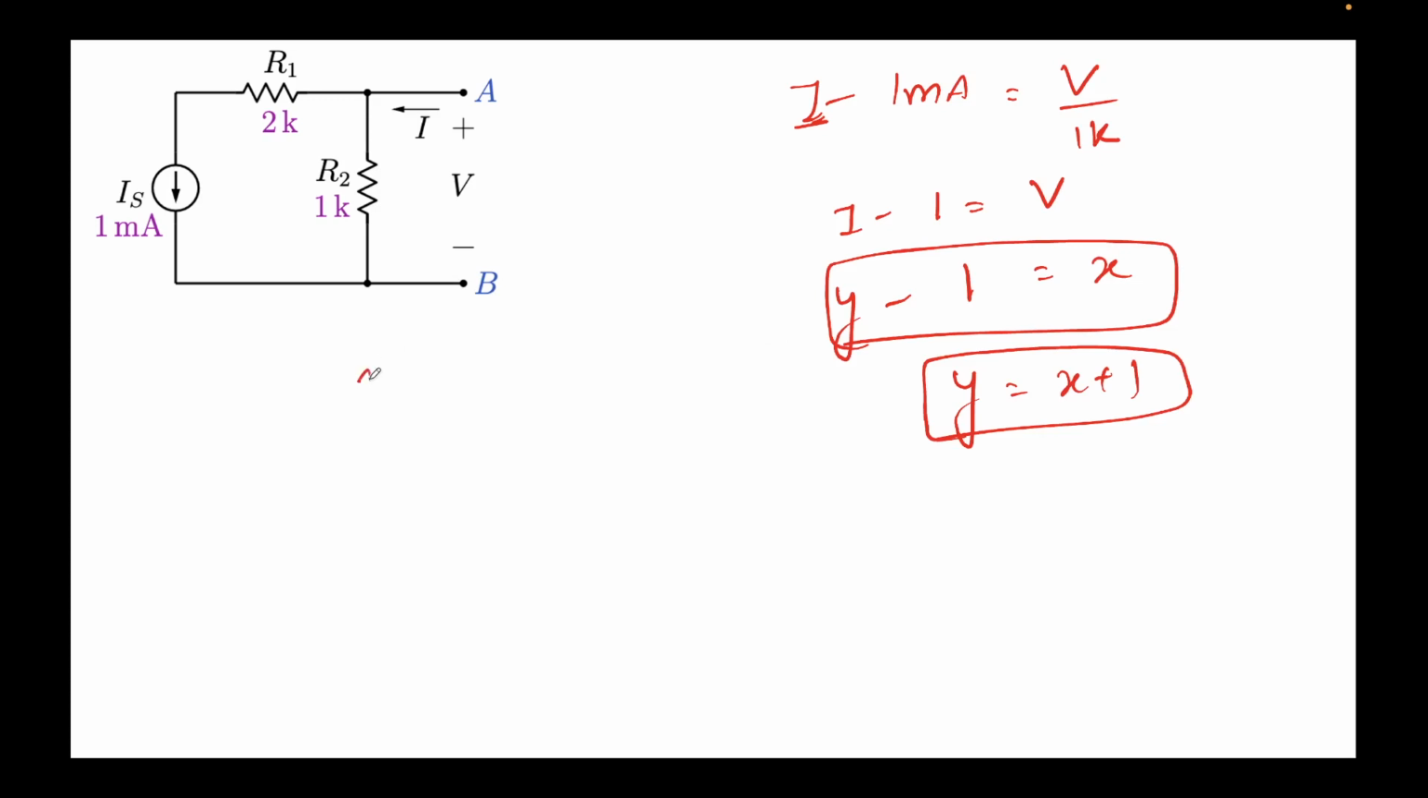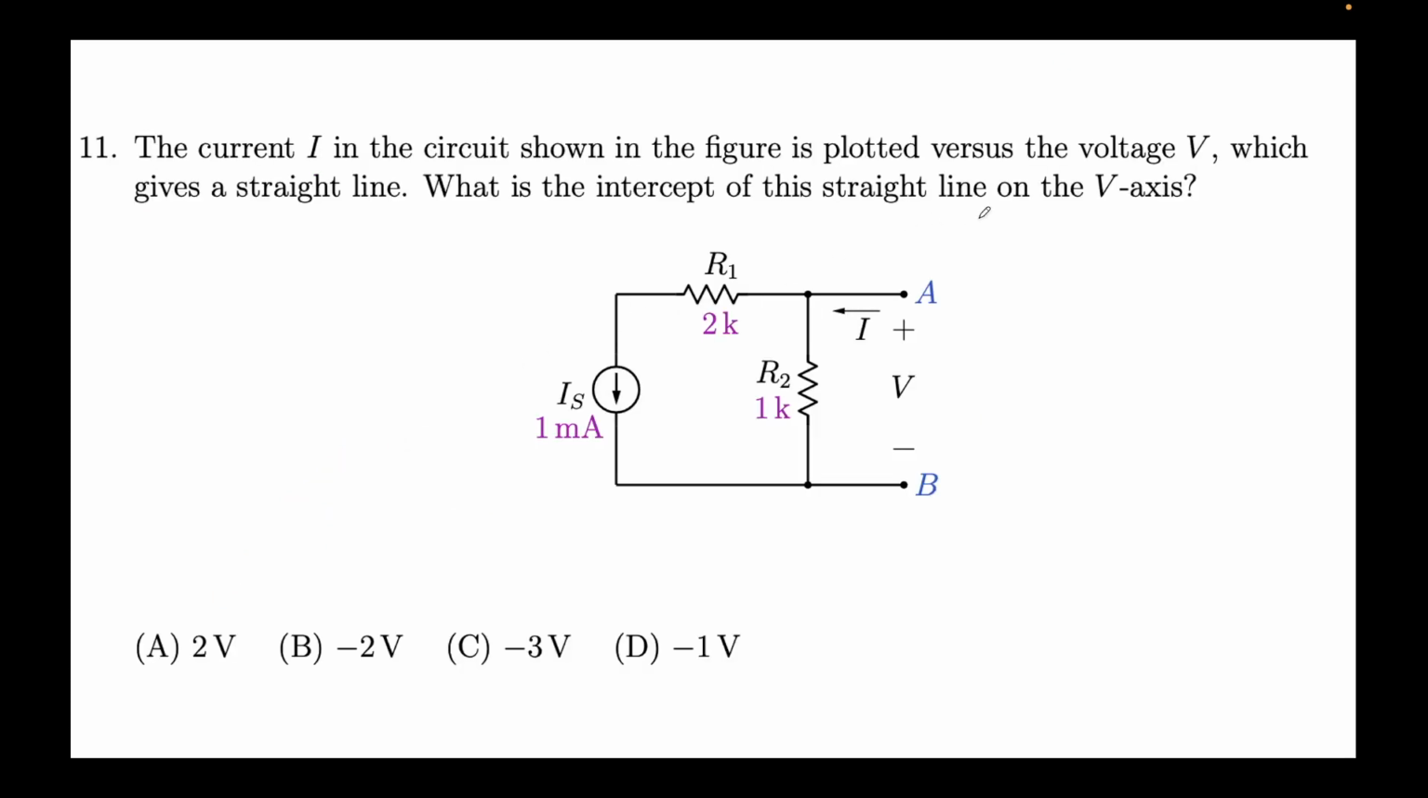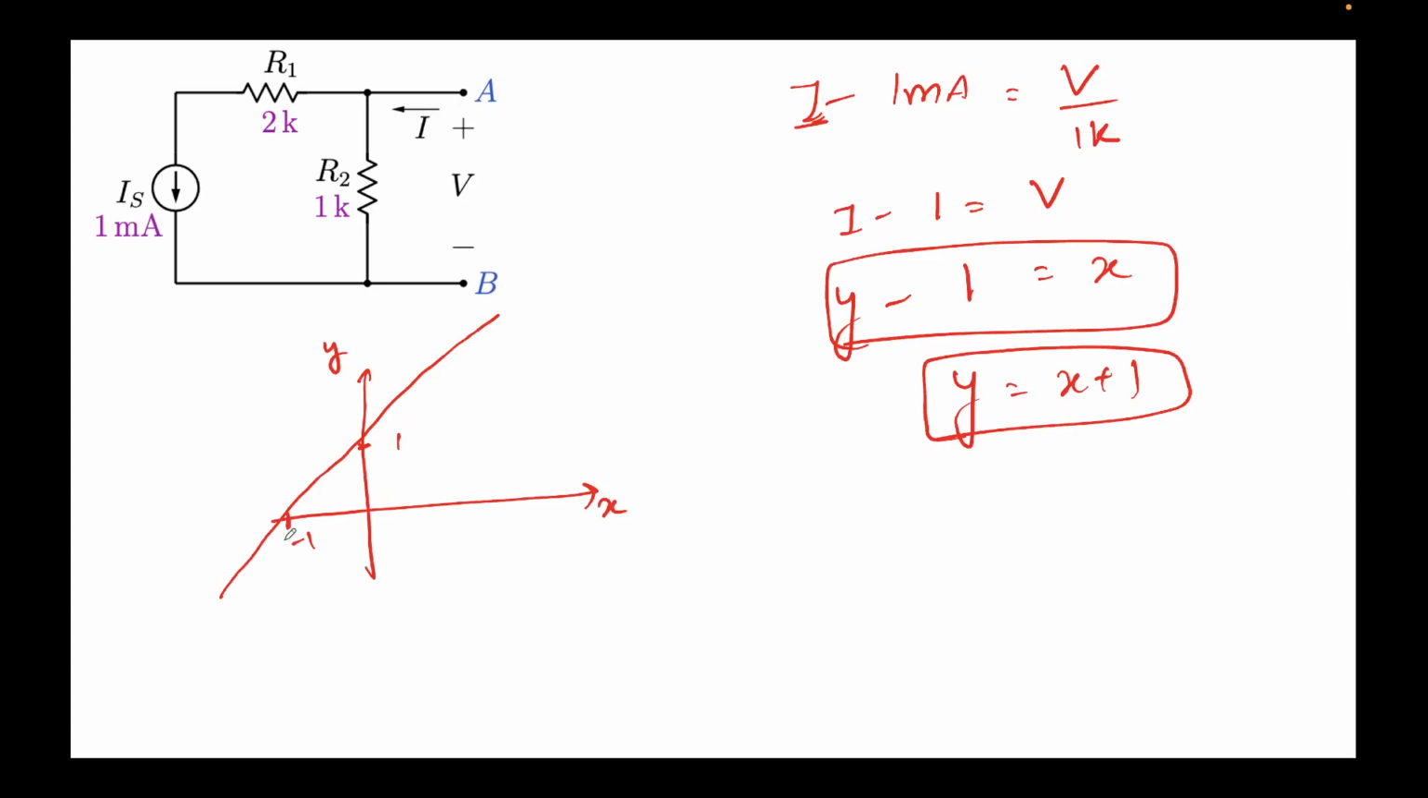We can also draw this. This is Y and this is X. At X equal to 0, Y is equal to 1, somewhere over here. And at Y equal to 0, X equals minus 1, somewhere over here. This is minus 1, this is 1. This is how it will look. We are required to find the intercept of the straight line on the V axis, the voltage axis; this is the current axis. This comes out to be minus 1. So we find the X intercept equal to minus 1 volts.